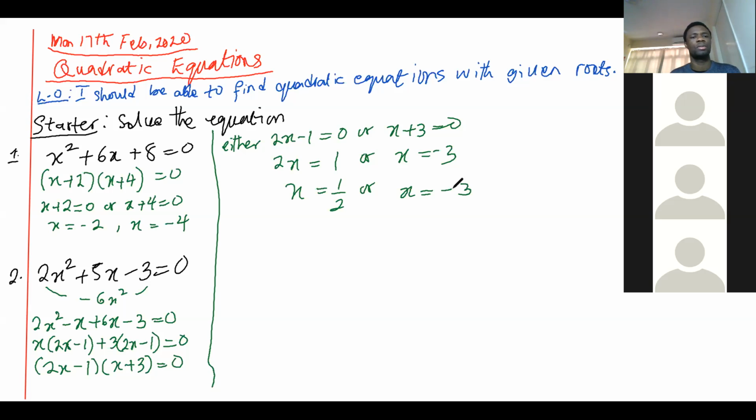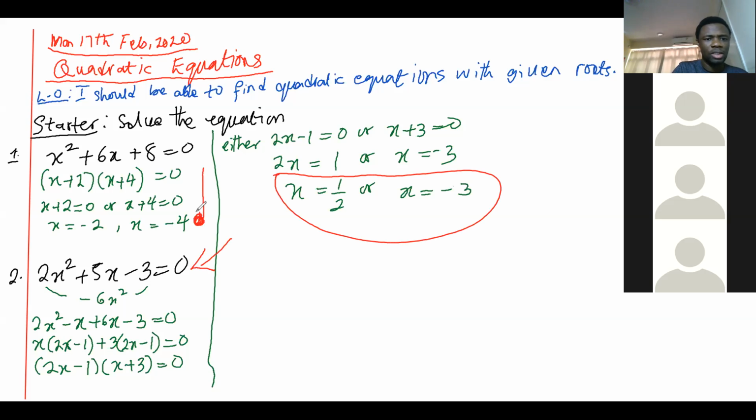Good. So now, we want to generalize. What we are trying to do today is, if I give you this, how do you get this back? So that's the reverse. Also, if I give you this, how do you get this back? That's what we're trying to do today, okay? So let's start by doing this. Now, I'm going to say forming equation.